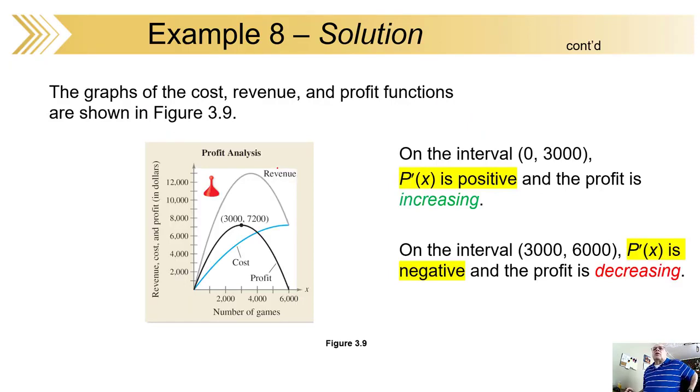Here's your picture. What happens at 6,000? That's as many games as you can produce. After 6,000, you don't have any profit anymore. That's why you stop at 6,000. You start at 0 because you can't sell less than 0 games. And you don't want to sell more than 6,000 because then you'd be losing money.